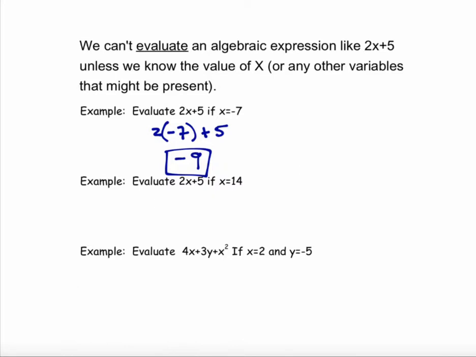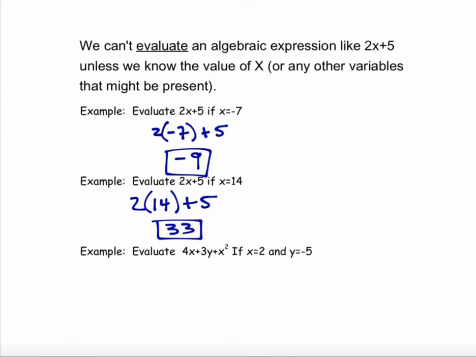So you could say, evaluate this expression if x equals 14. No problem. 2 times 14 plus 5. All right, 2 times 14 is 28. 28 plus 5 is 33. Fantastic. Now we can have simpler expressions and we can have more complicated expressions with a number of variables.